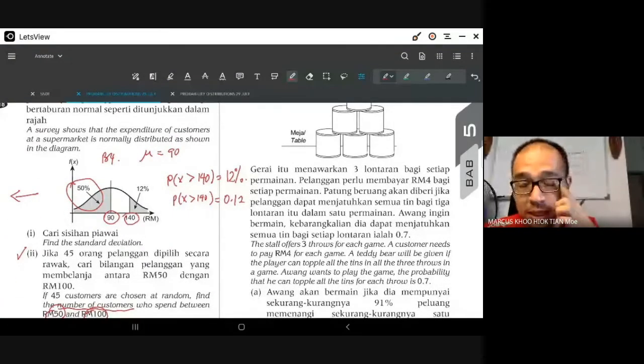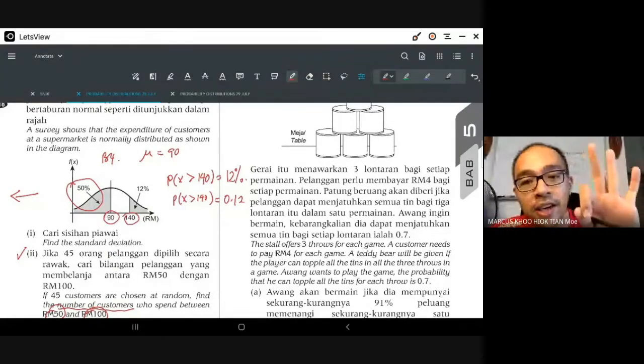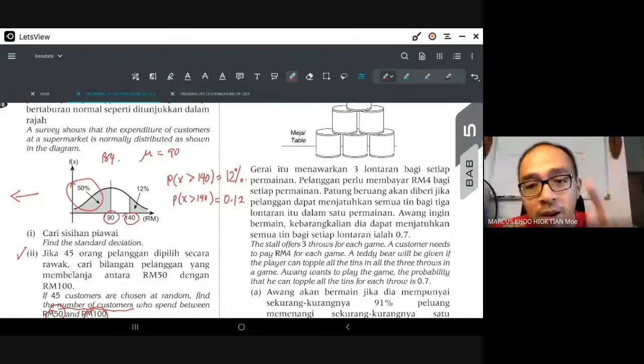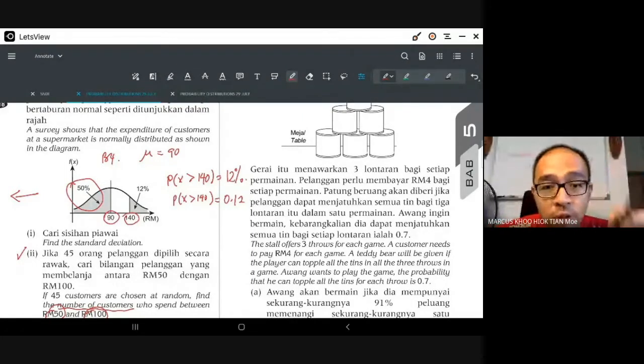So a customer needs to pay 4 ringgit for each game. So one game has 3 throws. One game is 4 ringgit. A teddy bear will be given if the player can topple all the tins in all the 3 throws in the game. It means every time he throws, he topples all the tins, then he will get the bear. So Awang wants to play the game. The probability that he can topple all the tins for each throw is 0.7.